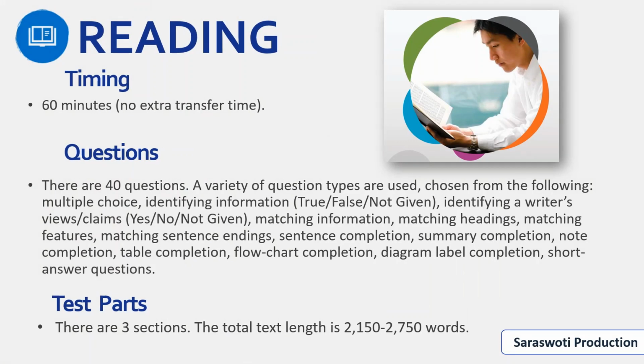Reading. Timing: 60 minutes and no extra transfer time. Questions. There are 40 questions. A variety of question types are used, chosen from the following: multiple choice, identifying information, true, false, not given, and so on. Test parts. There are 3 sections. The total text length is from 2150 to 2750 words.